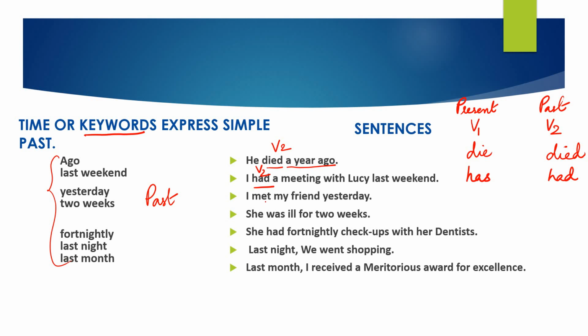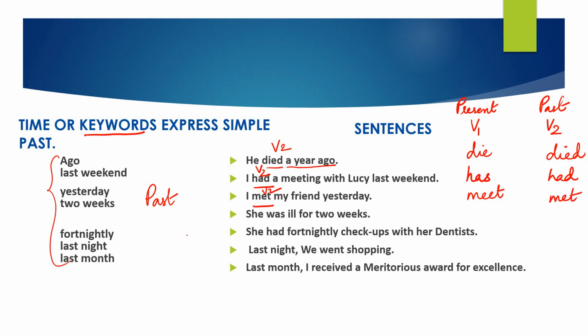Yesterday tells when the action happened in the past. Now the verb in the sentence here is met, which is the V2 form of the verb. So what is the V1 form? Meet. And in past tense, meet becomes met.